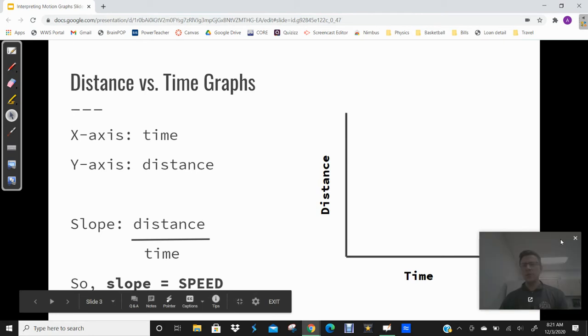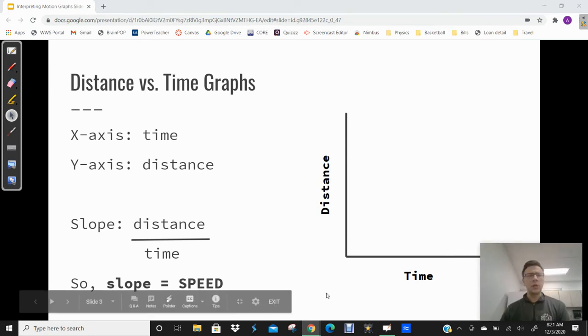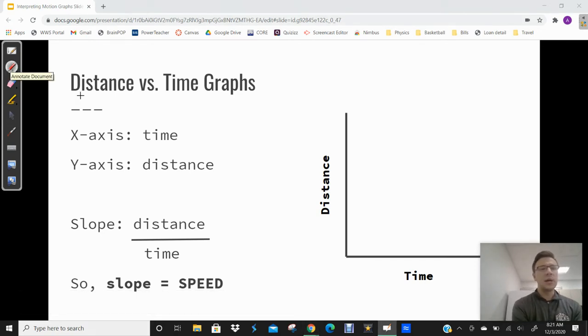So the first type of graph that we'll look at here is a distance versus time graph. Now, the title of these graphs is always going to be in the same format. You're always going to write whatever's on the y-axis first versus whatever's on the x-axis. Notice that distance is on the y, and so that's what comes first in the title, and then time is on the x-axis, and that's what comes second in the title.